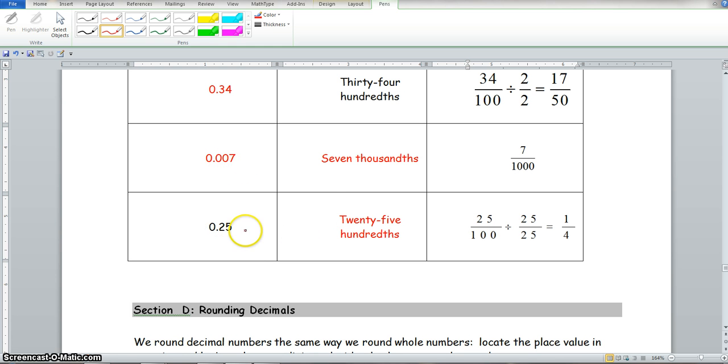Now we start off with 0.25. There's no numbers in front of the decimal, so we know it's just 25 hundredths because the last place value here is hundredths. So now we write this as a fraction. So we will have 25 over 100, and we know 25 divides into both of these evenly, and that leaves you with 1/4.